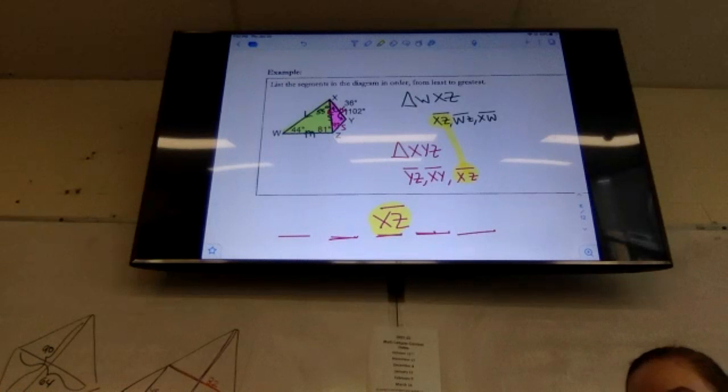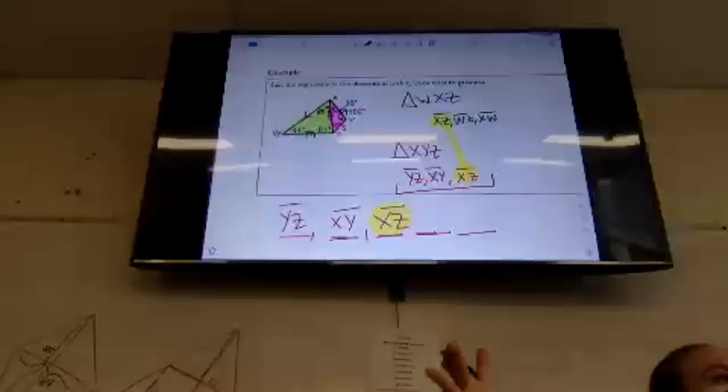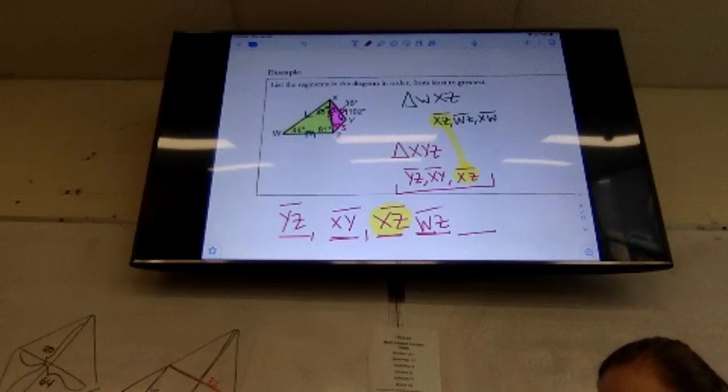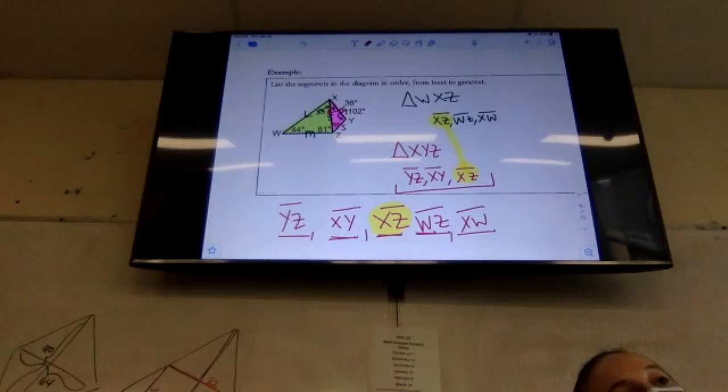What 2 are going to go in front of XZ? What's the very smallest? Good. YZ and then XY, because in our pink triangle, XZ was the biggest one, so I need it to be the end of those 3. As Lance already said, it's the smallest in the other triangle, so it starts my next triangle. What's the next biggest side after XZ? Good. And then what's the biggest side of the whole triangle? Good. XW.